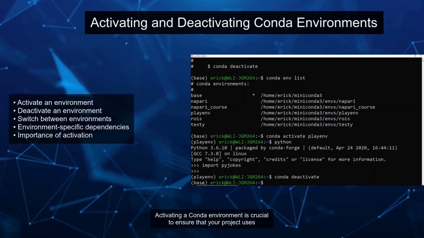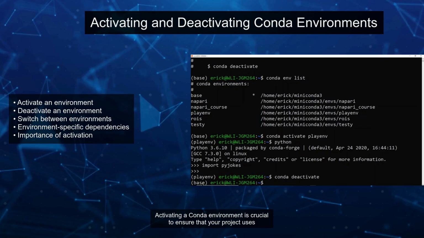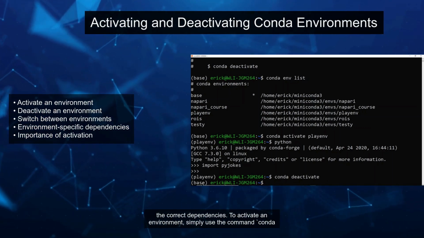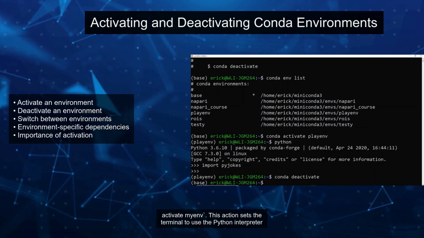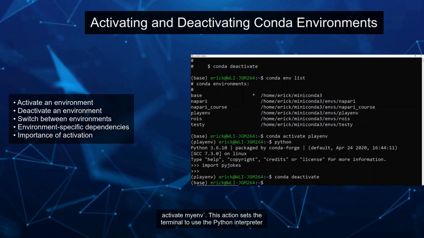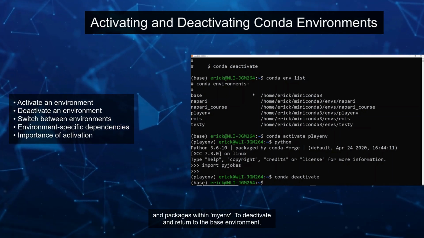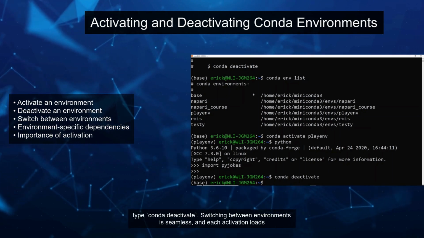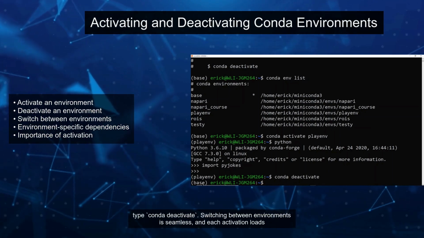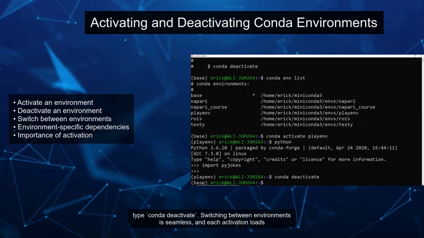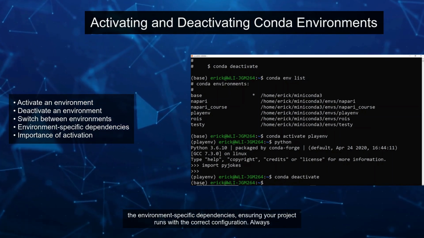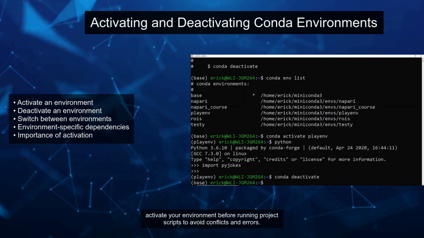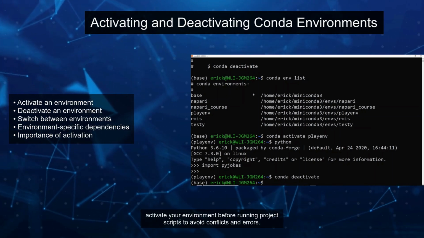Activating a Conda environment is crucial to ensure that your project uses the correct dependencies. To activate an environment, simply use the command conda activate myenv. This action sets the terminal to use the Python interpreter and packages within myenv. To deactivate and return to the base environment, type conda deactivate. Switching between environments is seamless, and each activation loads the environment-specific dependencies, ensuring your project runs with the correct configuration. Always activate your environment before running project scripts to avoid conflicts and errors.